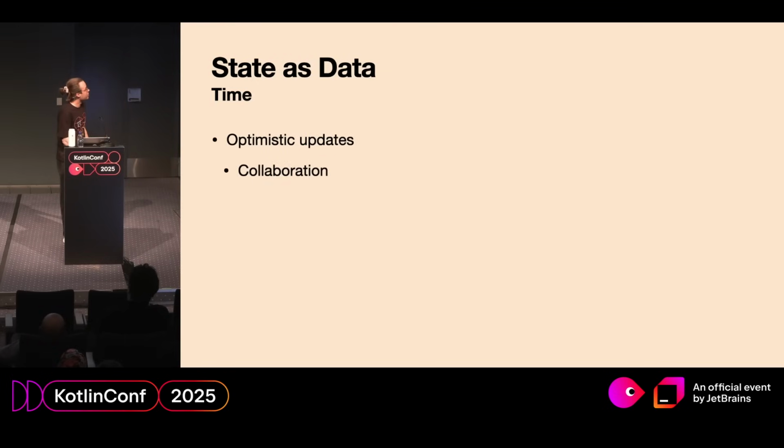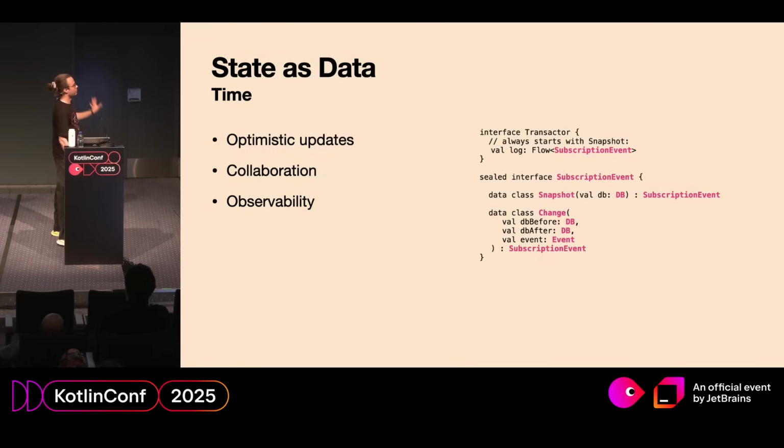So we got optimistic updates, real-time collaboration. We got observability of our state. For that, in object orientation, we used to be using listeners. Listeners had their own drawbacks. Here we can model the observation as a flow that contains either a snapshot or an incremental change. We are free to subscribe to this log of events at any time.